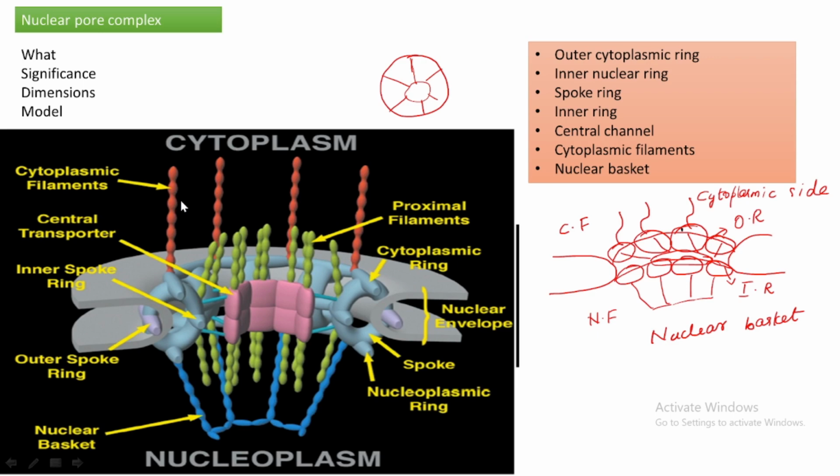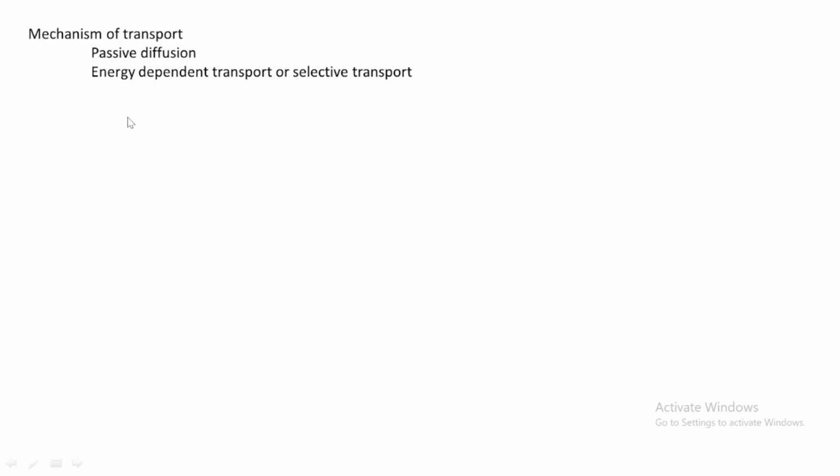This is cytoplasmic filaments, and spokes here we can see, and those spokes come towards the center and form another ring. It's called the inner ring, and at the center there's a passage that is called the central channel. Through that passage, substances are moving out and in. Okay. The mechanism of transport through this nuclear pore complex we are going to see next.